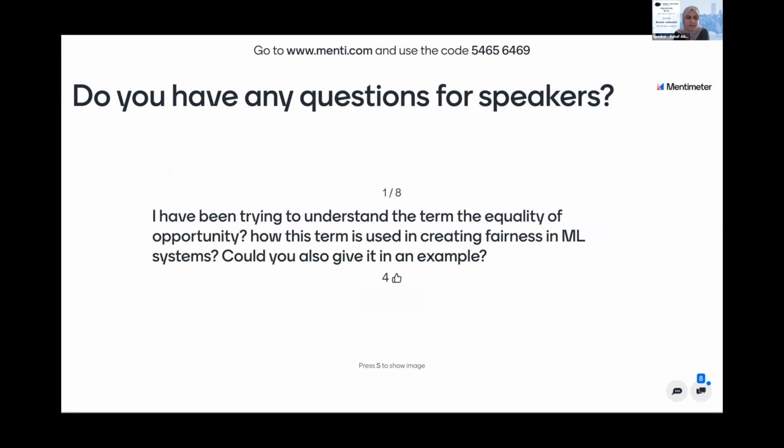I would love to answer this question outside of here, because I could share some resources to help you with that. If you can send me an email, I would love to send you something that describes equality of opportunity and some ways to include it in machine learning systems. I know it's anonymous, but if you're comfortable with that, please send me an email and I will share the resources with you.